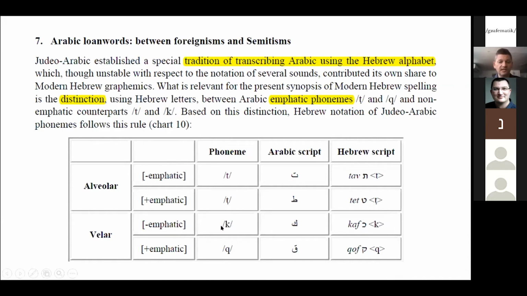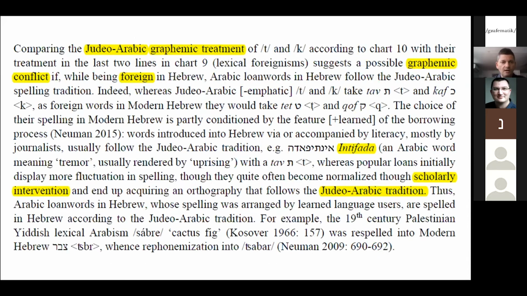Same goes for the sound k, which could take different letters in Hebrew based on the letters in Arabic. So the etymological correspondence is maintained. Just one example, the known term intifada is spelled in Hebrew with a t that corresponds to Hebraisms, not to foreignisms, because in Arabic it has the non-emphatic sound ta as opposed to the emphatic sound, not represented in this word.